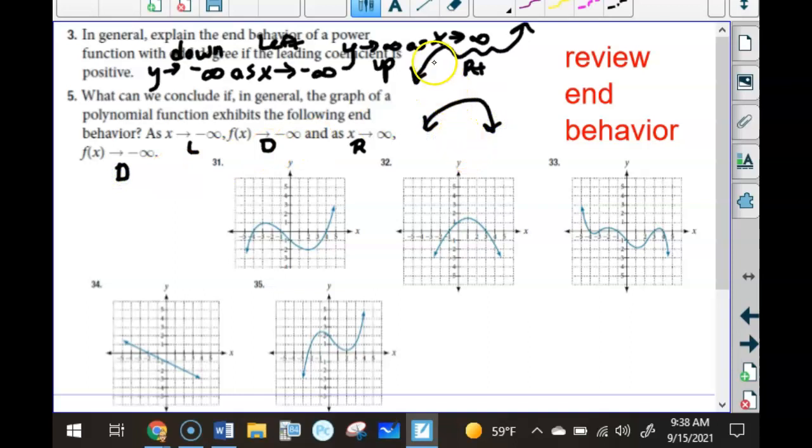What can you tell me about the polynomial? Anything? It is an even polynomial. That doesn't mean the same as even function, right? That has to do with symmetry. It is an even degree is what it actually is. Even degree. Can you tell me if it's got a positive or negative leading coefficient if both ends are down? Negative leading coefficient. You got it. Okay.